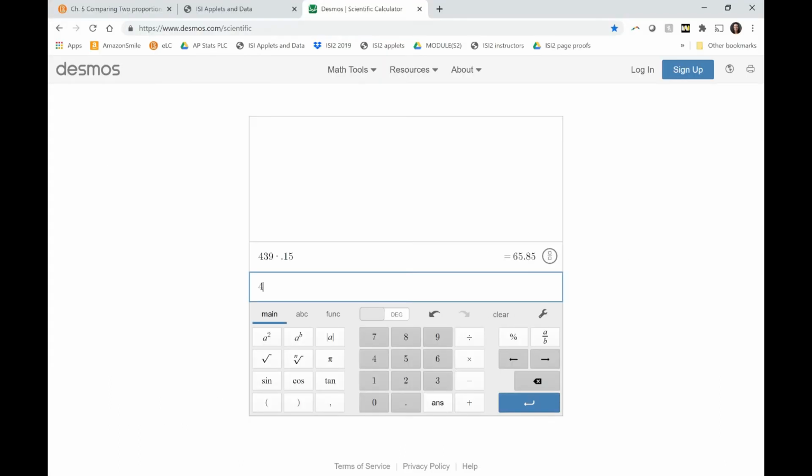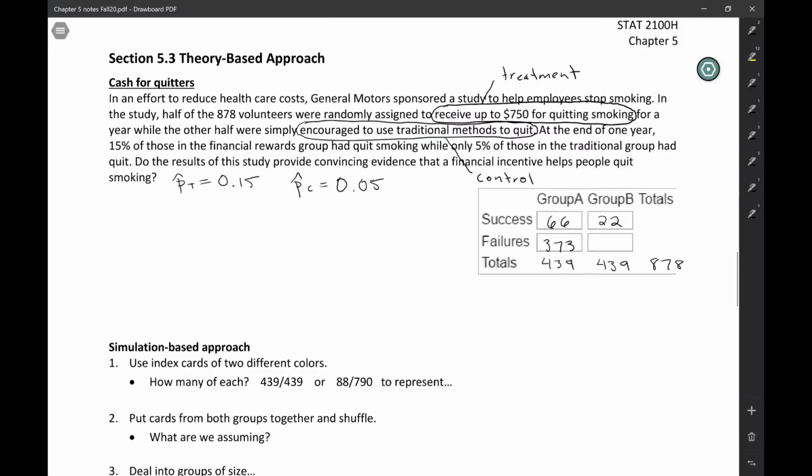In the control group, again, we had 439 people, but this time only 5% quit, so that's 22. And if we subtract, 417 were not able to quit. So across the two groups, we had 88 people who successfully quit and 790 people who didn't. So clearly there's an association between the type of treatment you got and whether or not you quit in the sample, right? The people who got the financial incentive were much more likely to quit, but is it possible that this occurred just by chance and it's not something that would persist in a future study?